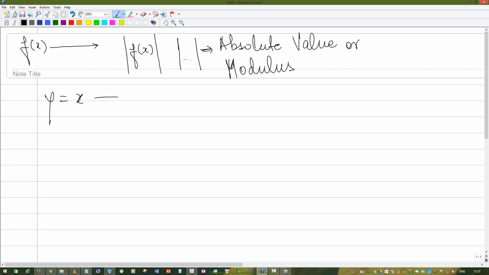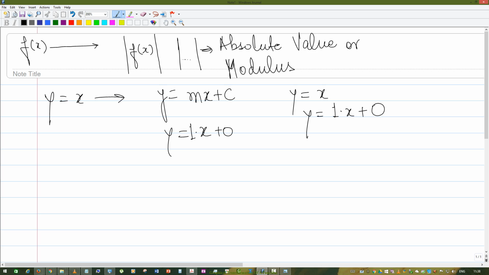comparing it with a straight line equation, y is equal to mx plus c. We have y is equal to x. So once we compare, we get the values. Suppose I have a function y is equal to x, so I can always write it in the form of y is equal to 1 multiplied by x plus 0, where this value is M and this value is C. C is nothing but the y-intercept.